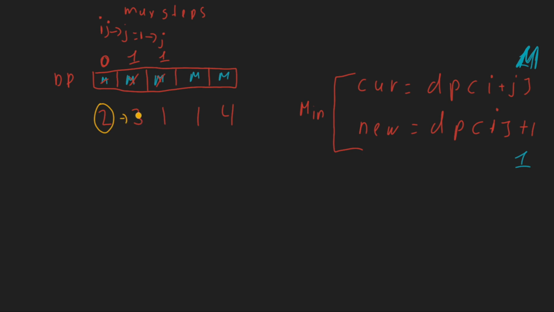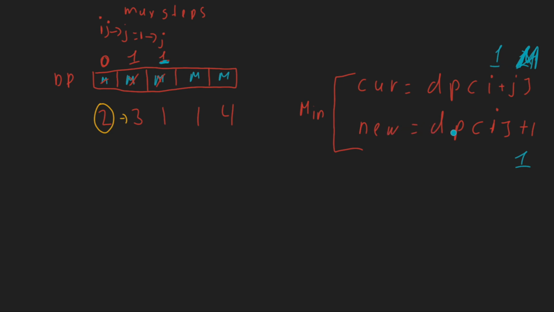From 3, how many steps can we go? We can go 3 steps, to here, here, and here. Let's update our value for each of them. What's the value of dp[i+j]? i equals 1, and j is also equal to 1, so the value is 1. For the 3, the value is now 1, because this one equals 1.